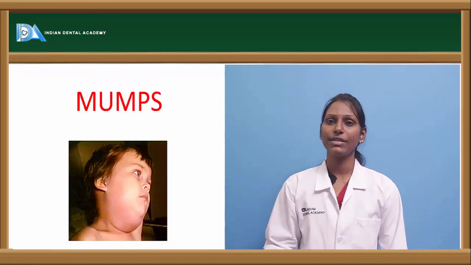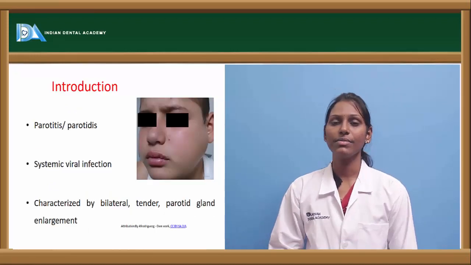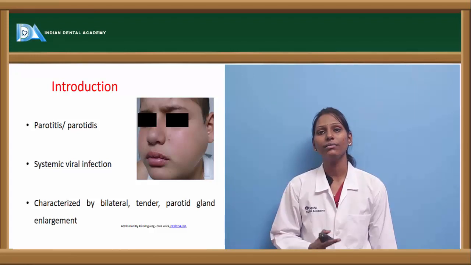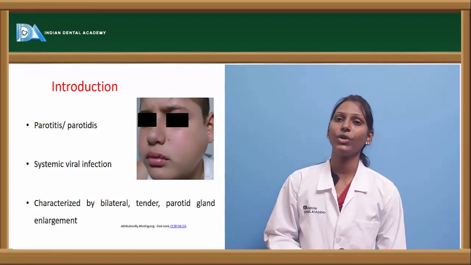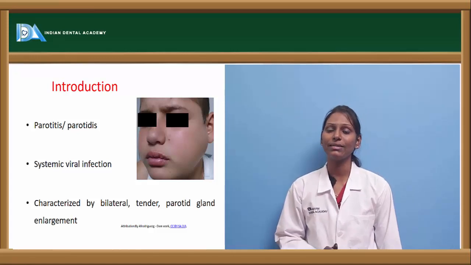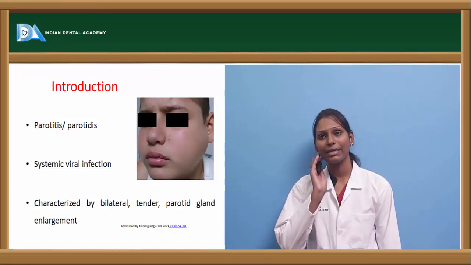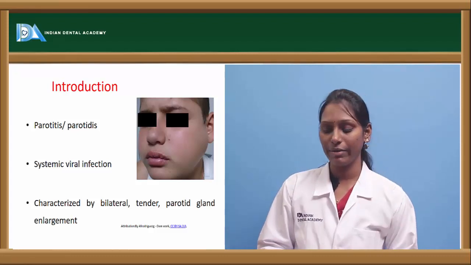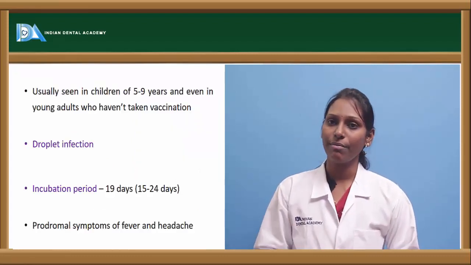And the topic for discussion now is MUMPS. MUMPS is also called parotitis or parotiditis, and it is a systemic viral infection. As we all know, it is caused by paramyxovirus, and it is characterized by bilateral tender enlargement of parotid glands with earlobe elevation, which is a pathognomonic feature of MUMPS.